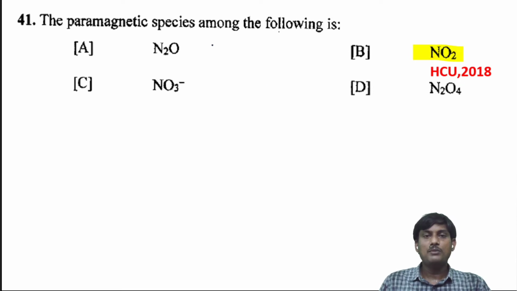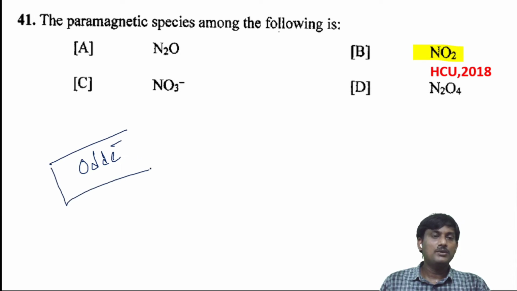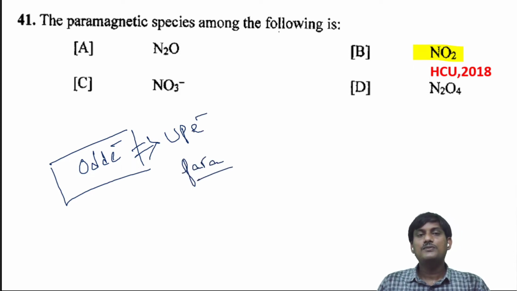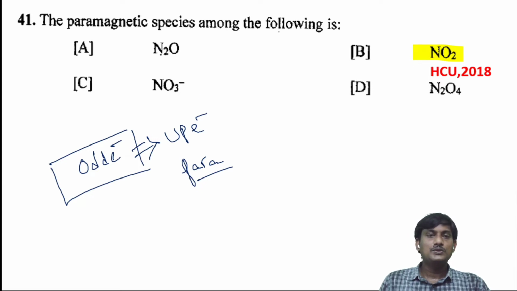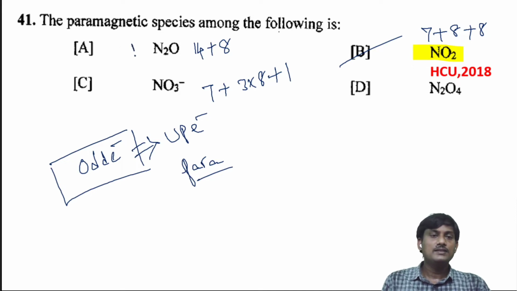The paramagnetic species among the following: look for an odd number of electrons. If the molecule has an odd number of electrons, it has an unpaired electron, so this one is paramagnetic. Let's find out the molecule which has an odd number of electrons. Here N2O: two nitrogens, 7 plus 7, 14, plus 8, it's even. NO2: 7 plus 8, it's odd, so it has an unpaired electron. NO3 minus: 7 plus 3 into 8, minus 1 means you have to add an extra electron. It is also even, so this one is diamagnetic, and NO2 is paramagnetic.